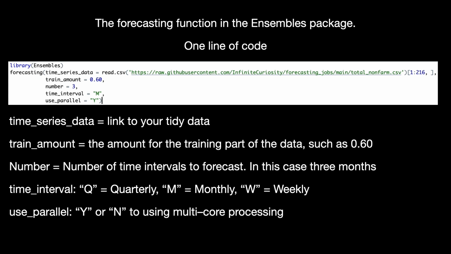It can be anywhere. How much do you want to split between train and test? I want to do a 60-40, so I'll put 0.60. How many months do we want to forecast ahead? Well, 3. Is this monthly, quarterly, or weekly? It's monthly. And do I want to use parallel processing? Yeah, let's do that. So again, the 5 items. Where's the data? So link to your tidy data. How much do you want to put in the train amount? Usually I'll put 0.6. How many intervals do we want to forecast? Usually I'll do 3. Is this quarterly, monthly, or weekly? And do you want to use parallel processing?